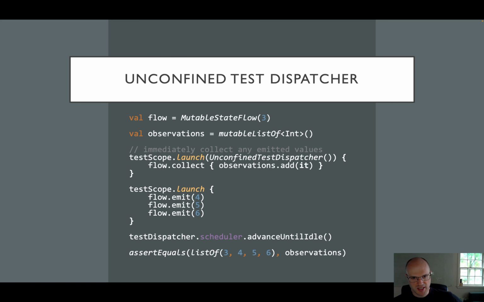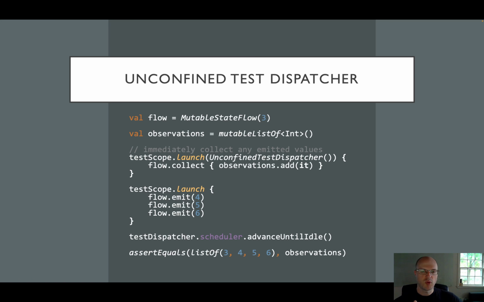An interesting question here, I think a good thing to consider, is what would happen if I did not use unconfined test dispatcher? So in particular, think about if I removed that, then I would have just testScope.launch in both situations. That means both of these coroutines that I'm launching here are using the same dispatcher. They're using the one from my test scope. So try to think about what would happen in that situation. Why might this test fail in that situation? If you want to think about it, feel free to pause here. But now I'm going to tell you the answer.